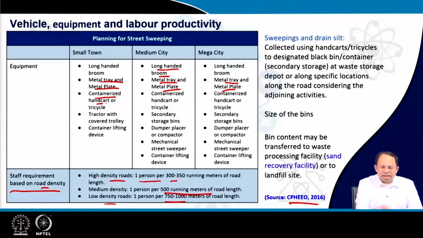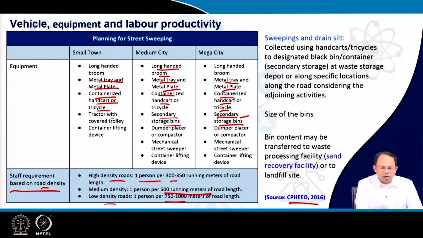Then there is a need for a containerized handcart or tricycle, as you can see in all the cities, because that is where you put your waste first initially. Then in some cases you can have secondary storage bins. As we discussed, the vehicle gets filled very fast, so I better keep the waste stored and then keep on using the vehicle. Otherwise, I have to take it back to the point where I want to dispose of it. So, a secondary storage bin is required. It has to be at certain distances so that I can quickly come back with the vehicle after putting the waste there.